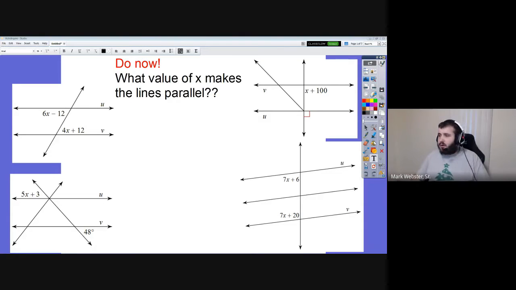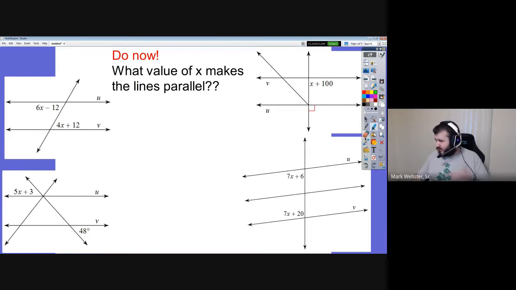Alrighty, let's go over these. With all these problems, you should probably do it in the following steps, or at least sort of in your brain, you should go, all right, number one, what type of angle pair is it? Number two, what's the relationship for that angle pair when the lines are parallel? Number three, what's the equation?